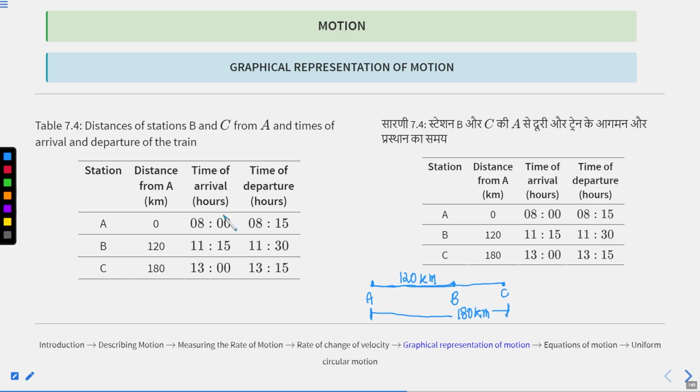Regarding the time of arrival, one train arrived at A at 8 am, reached B at 11:15 and reached C at 13, which means 1 pm. Another train arrived at 8, departed at 8:15, reached station B at 11:15, departed at 11:30, reached station C at 1, and departed at 1:15. This is the table.